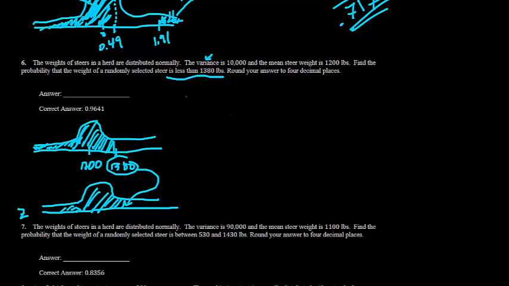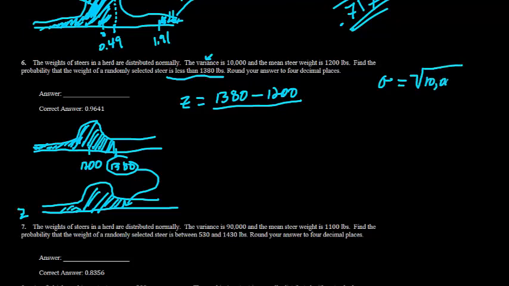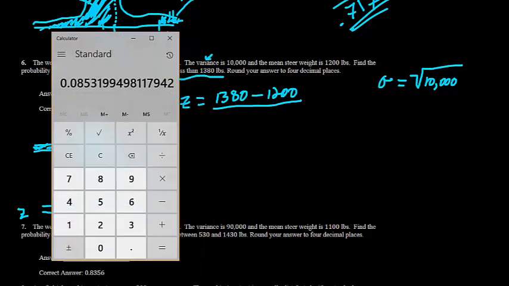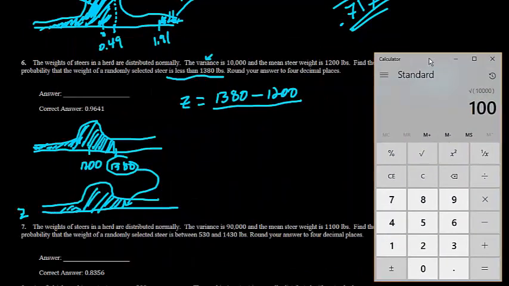So we need to do a z transformation for 1380, that's our x, minus the mean, 1200, divided by the standard deviation. How do we calculate standard deviation? Standard deviation is equal to the square root of the variance. Our variance is 10,000. So let's get our trusty calculator up here. 10, 1, 2, 3. Do I have a square root? I do. It looks like a check mark. 100 is our standard deviation.